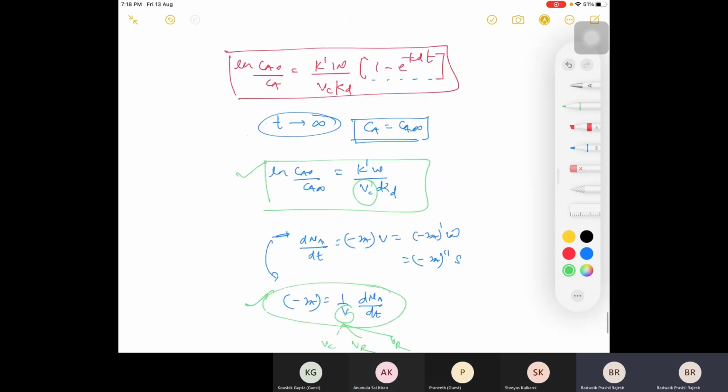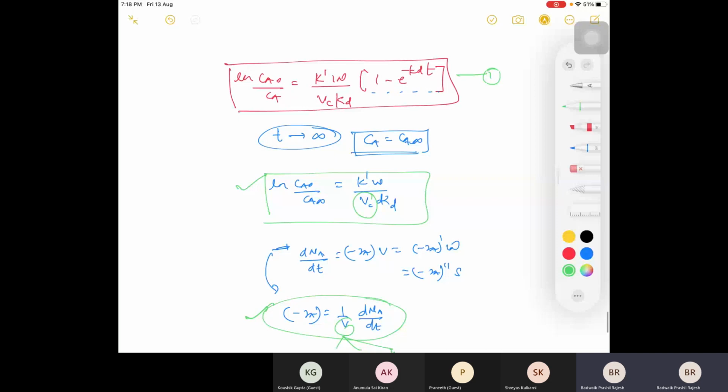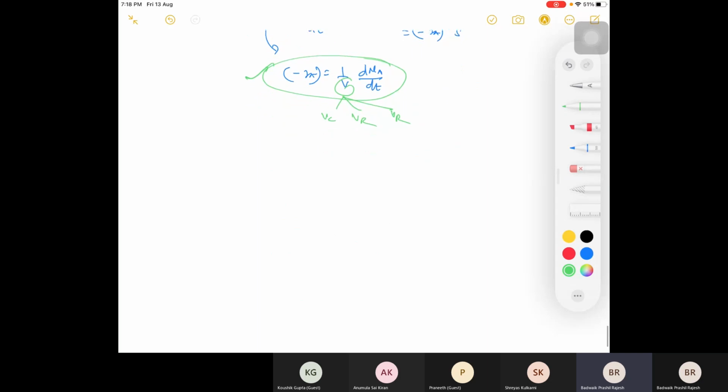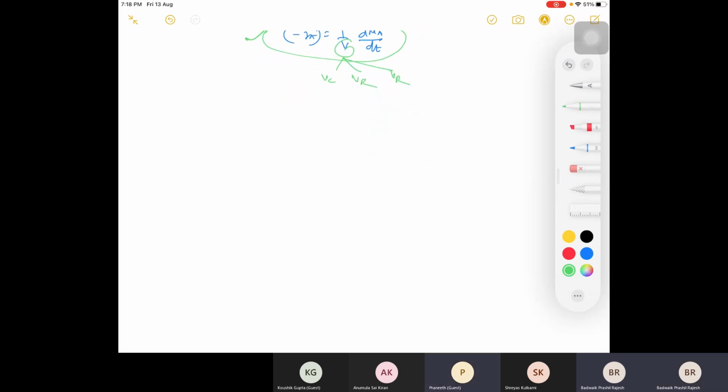Now if you subtract this equation 1 and this 2, what you will get? You will have ln of CA infinite divided by CA is equal to K' W divided by V, KD and e to the power minus KD into t. So this is not dt, right? You please correct it. This is KD into t.